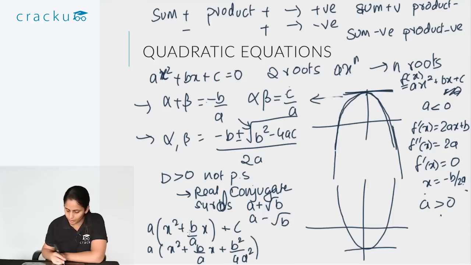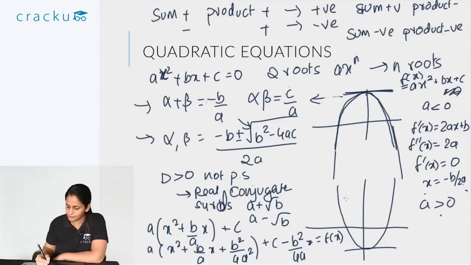This would be a perfect square of the form x plus b by 2a. X plus b by 2a's perfect square would be this. So I'll express this as a perfect square in this way. Now since I've added a constant inside, I'll have to remove the constant over here. So I'll have to say c minus b square by 4a. This is equal to f of x.